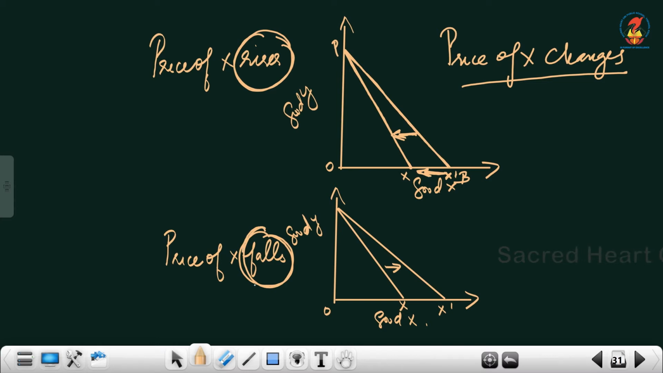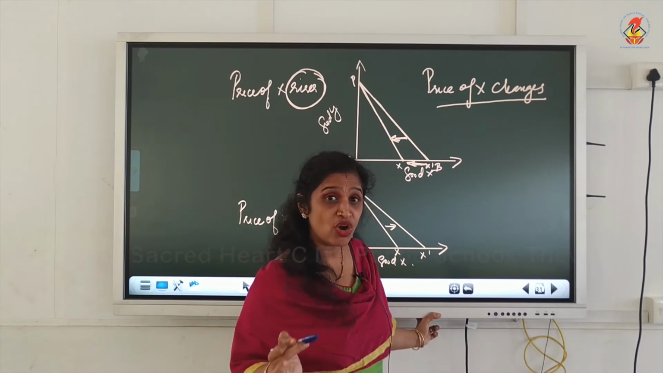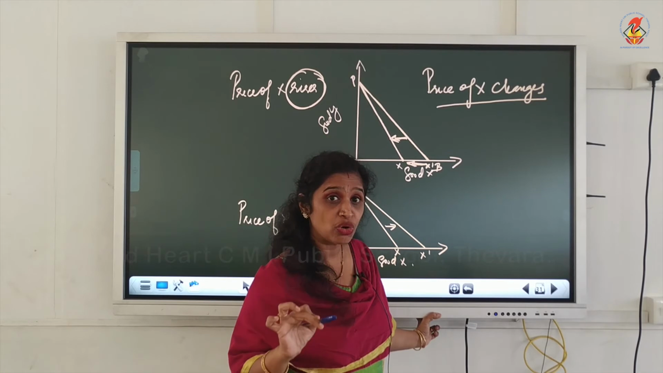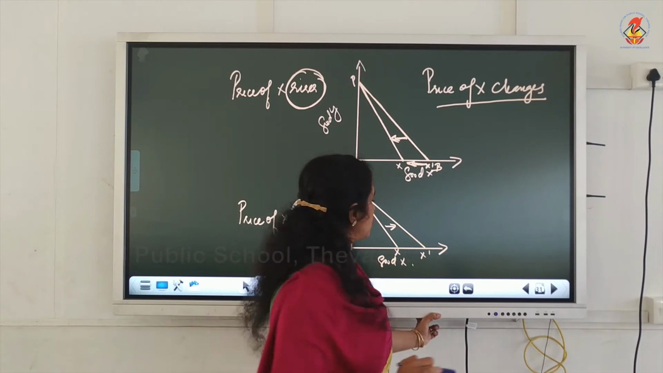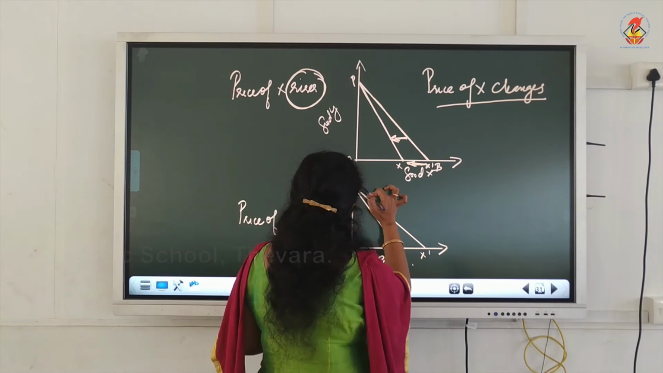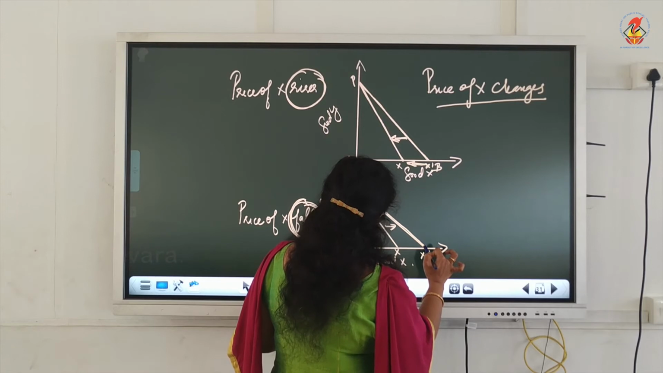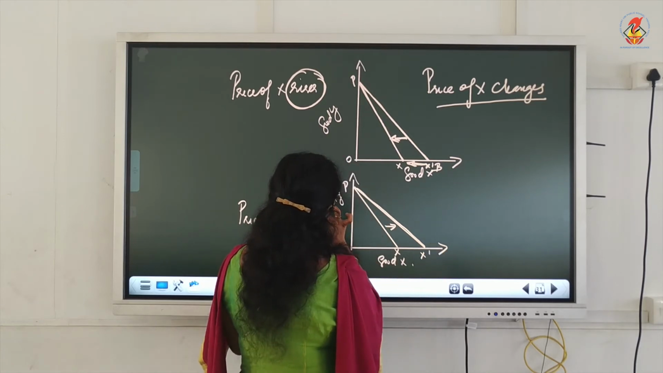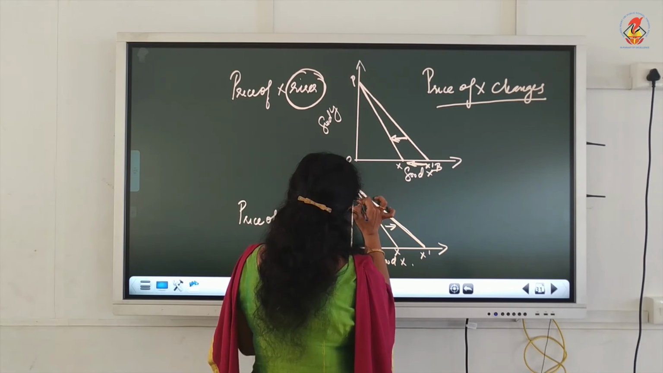Next, when the price of x falls. Price of x falling means what? More of x will be bought. Y remaining constant, draw your budget line concentrating on x, but you should draw more for x because the price of x is falling. So, this is the initial budget line, Px1. When the price of x is falling, more of x will be purchased. Therefore, y remaining constant.